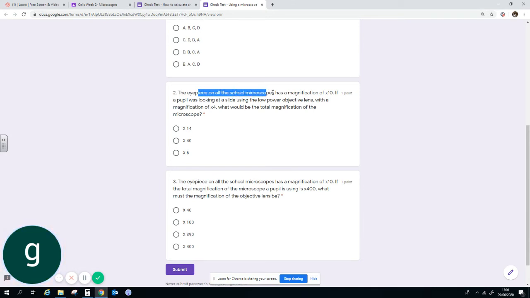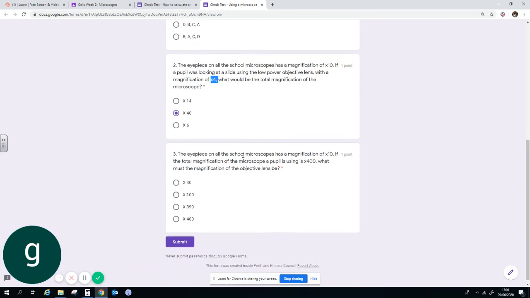The eyepiece on all school microscopes that we have is a magnification of 10. If a pupil was looking through this and the objective lens also had a magnification of 4, what would be the total magnification? So we multiply the numbers together. So it's 10 multiplied by 4, which gives you 40. 10 plus 4 is not how you would do this. So the answer is not 14.